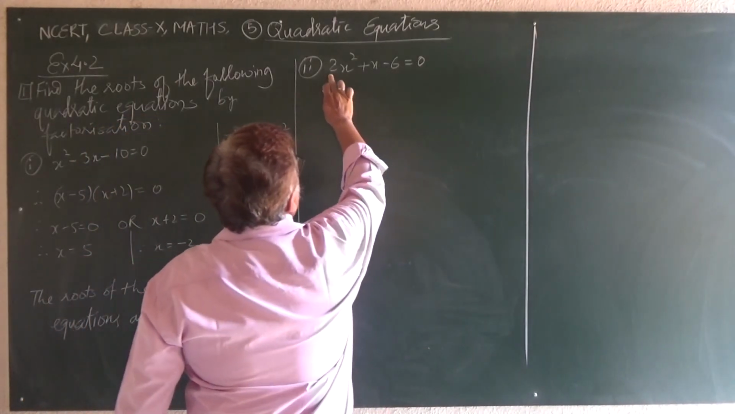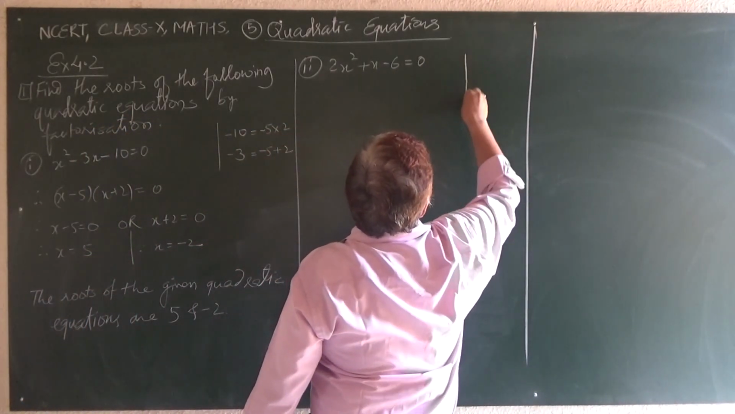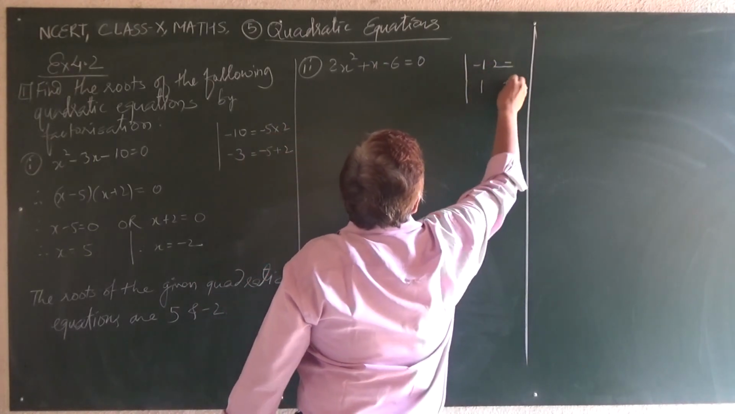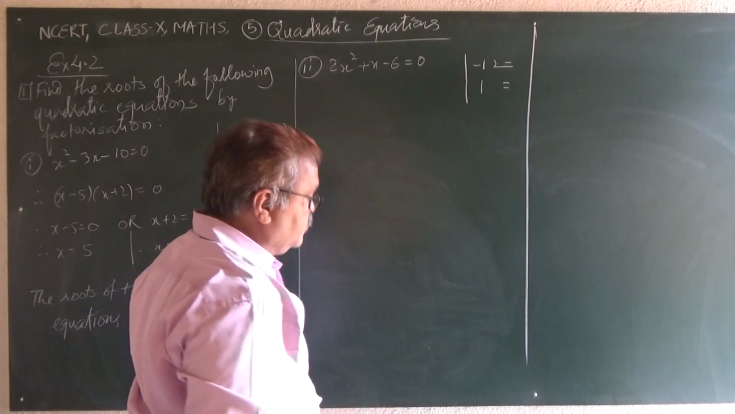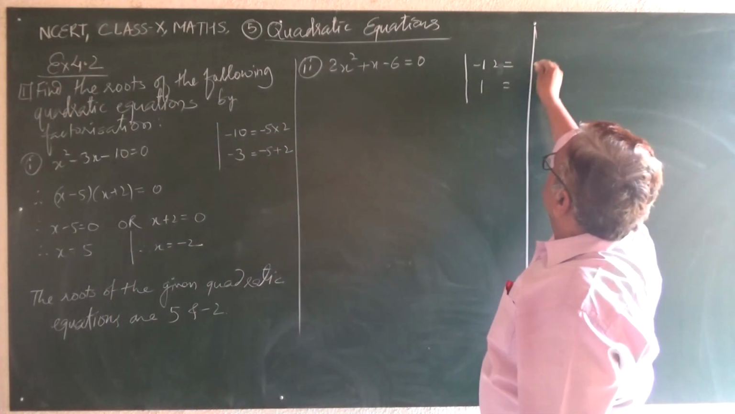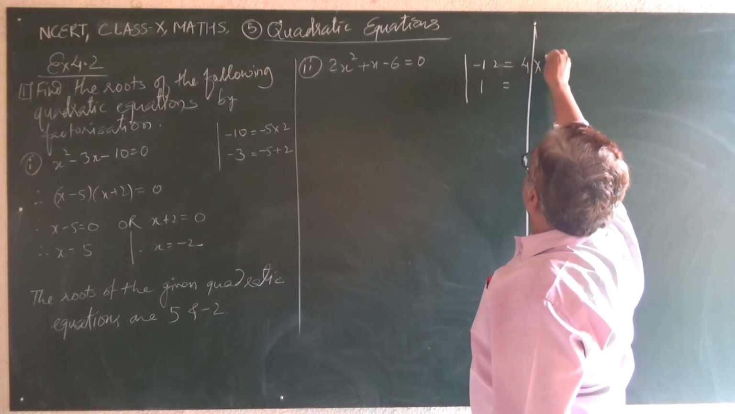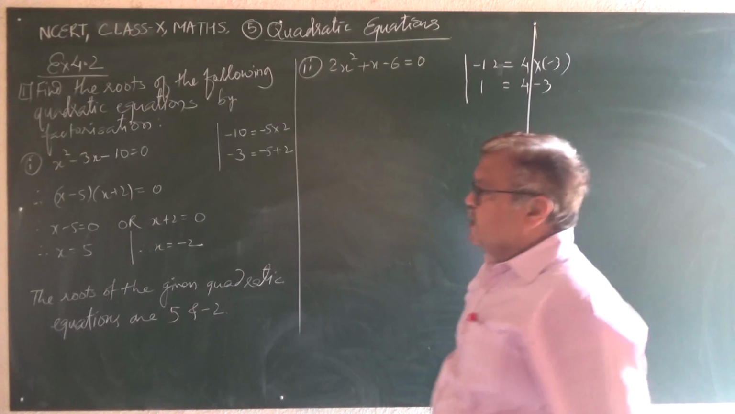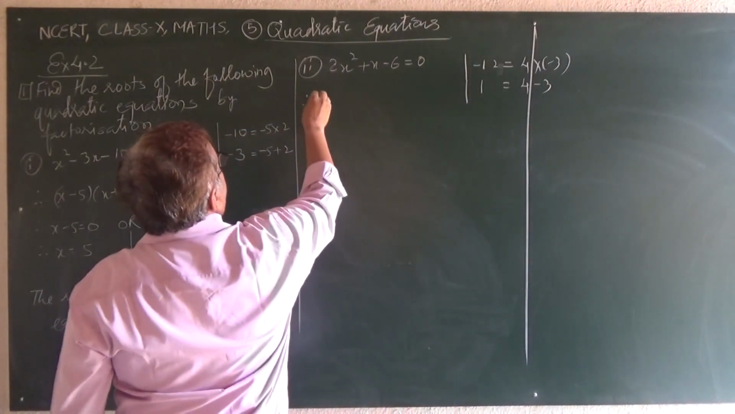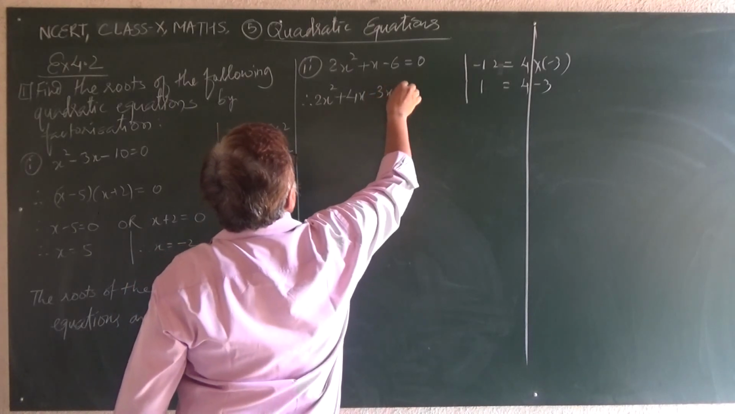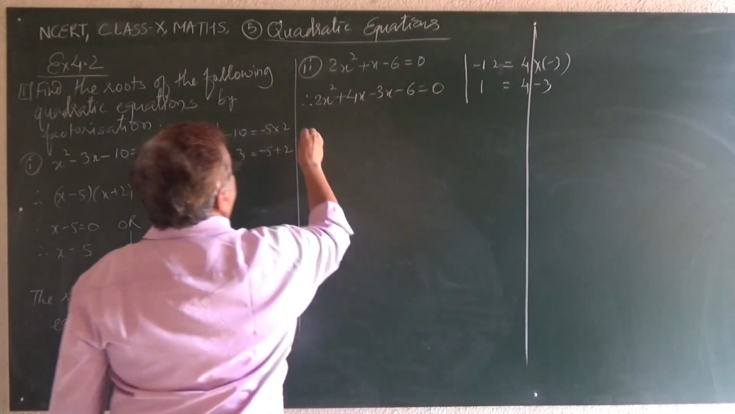Let us see. 2 into minus 6 is minus 12 and plus 1. So find two numbers whose product is minus 12 and sum is plus 1. So 4 into minus 3, and 4 minus 3. So how will we write this? We can write this as 2x square plus 4x minus 3x minus 6 is equal to 0.